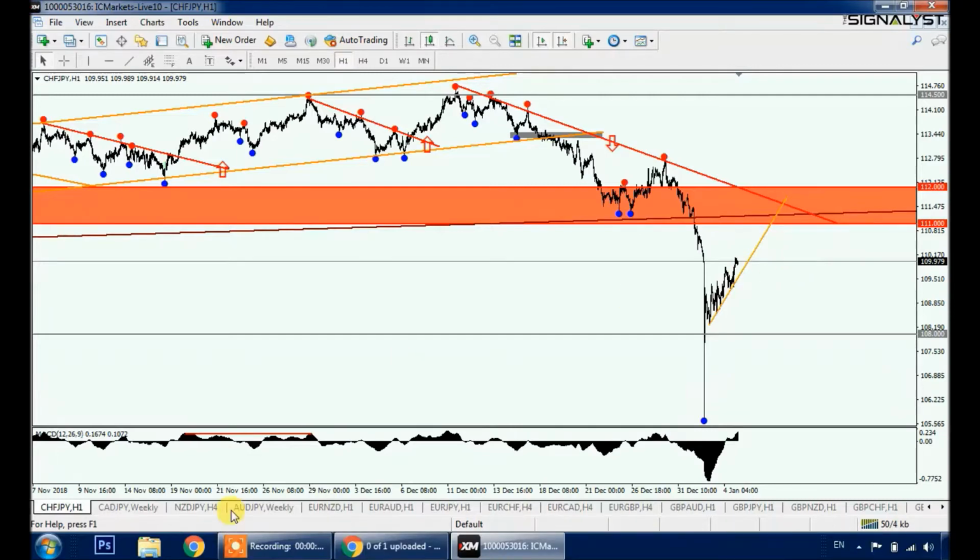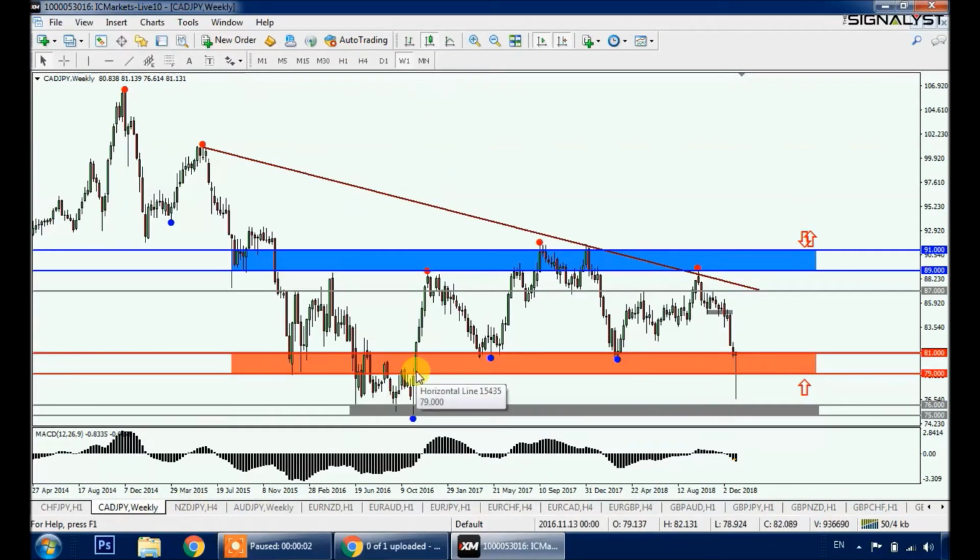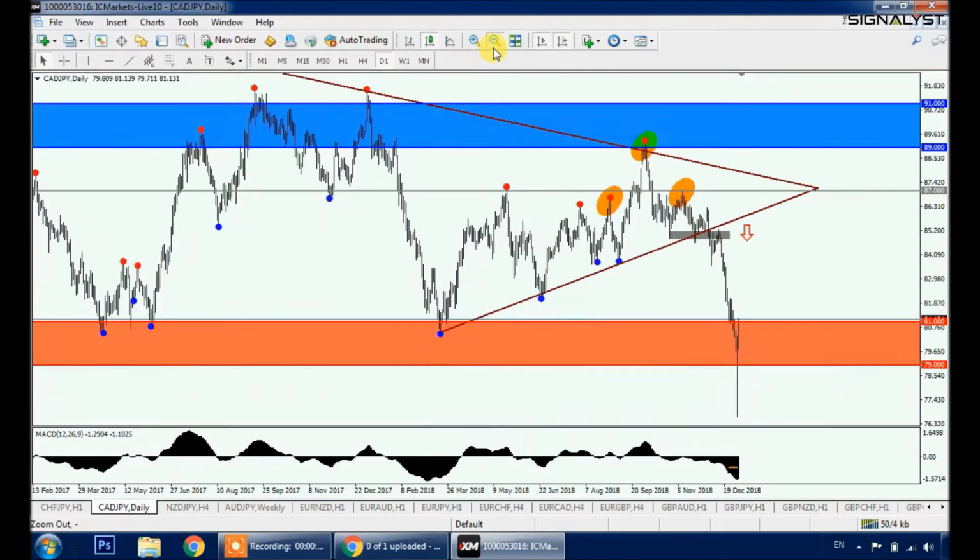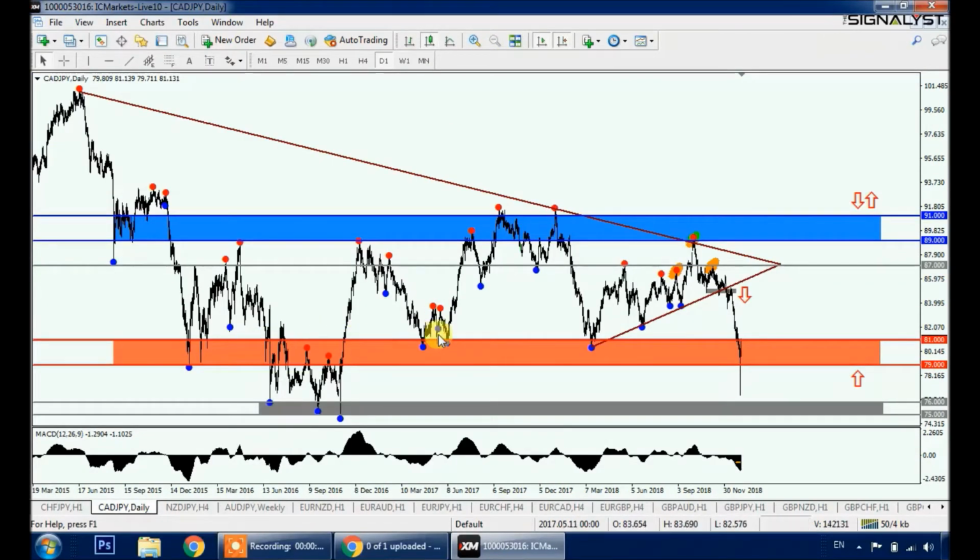Now CAD JPY, just like all JPY pairs, we've got a big rejection candle on weekly time frame, rejecting that demand area here on weekly and this objective support zone on daily. If we zoom out on daily, you can see 1, 2, 3, 4 touches, a very good one.